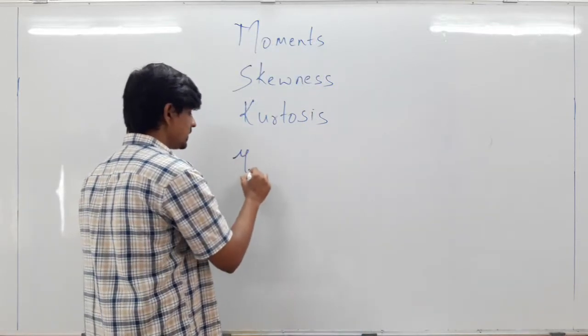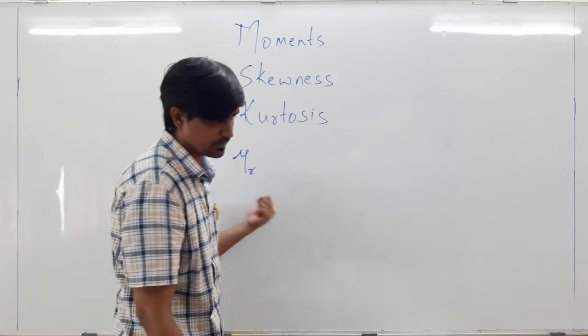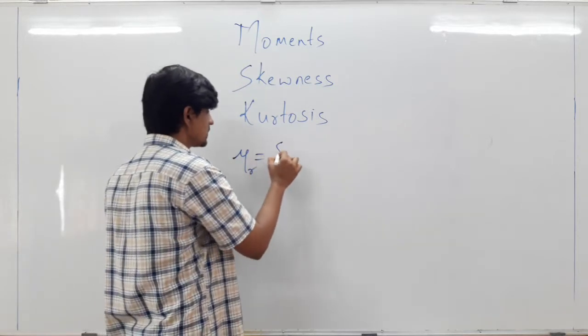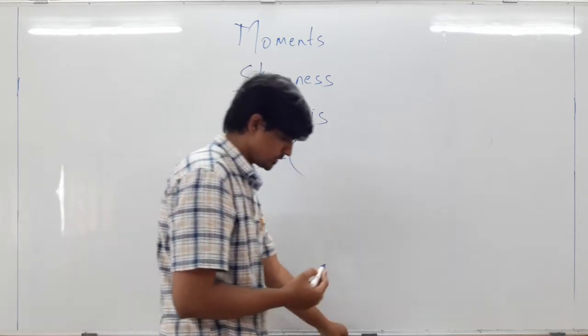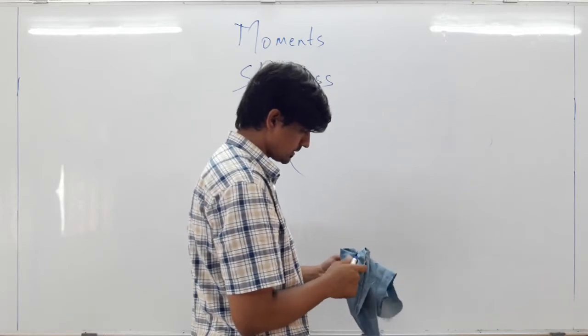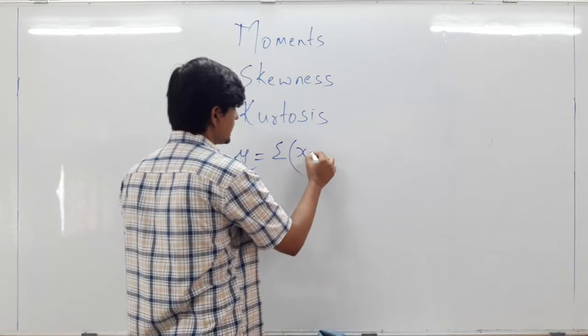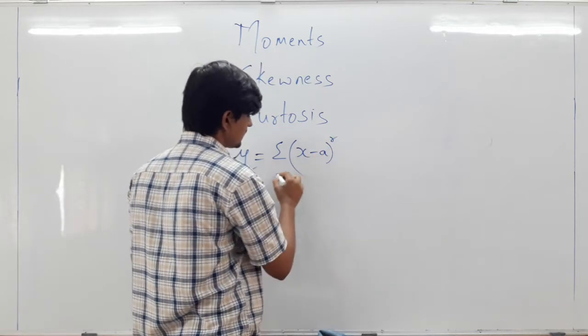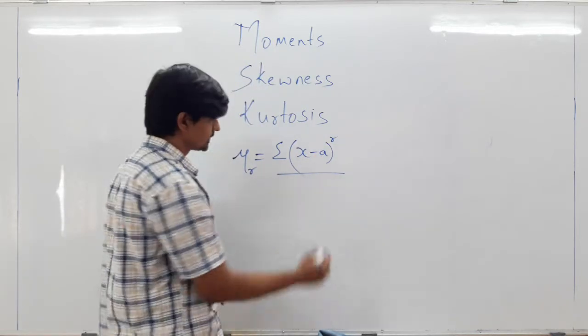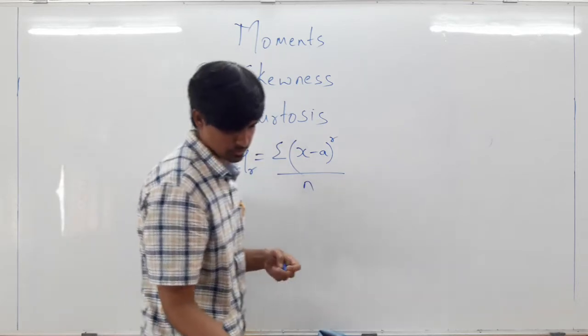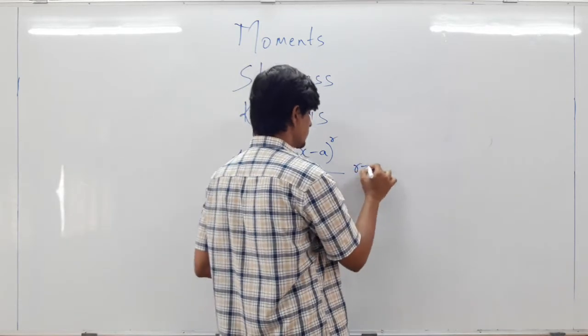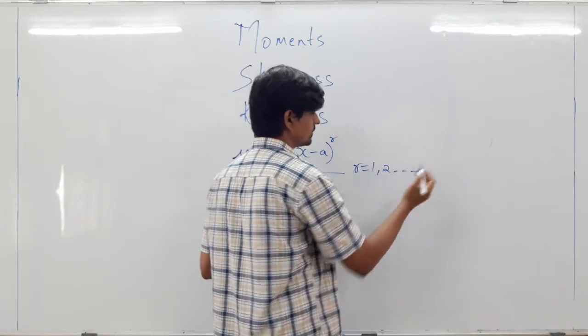and denoted by the symbol mu r, and it is defined as mu r is equal to summation (x minus a) raised to r divided by n, where r is equal to 1, 2 and so on.